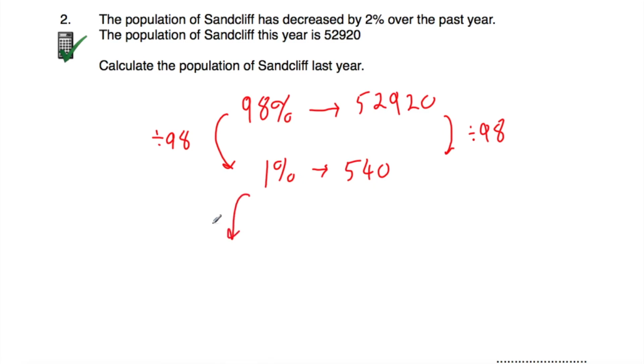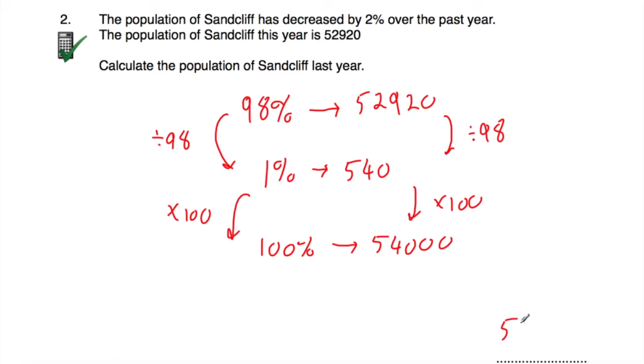Now we want to find out what 100% is. That's what the original population of Sandcliffe was at the beginning of the year. If we multiply this by 100, we'll get 100%. We'll find out what the population was. So 540 times 100 would be 54,000. That means the population was 54,000. And that's it. That's the population last year.